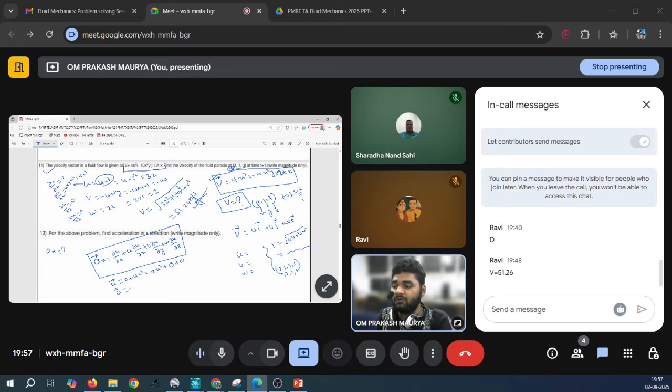The final outcome is 4x cube into 12x square, that is 48 x to the power 5. Am I correct or not? Yeah, 4 into 3 is 12, correct. X to the power 5, yeah. So 48 into x to the power 5 is how much? 32.